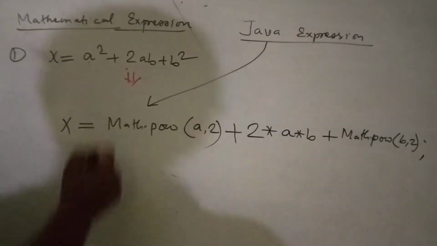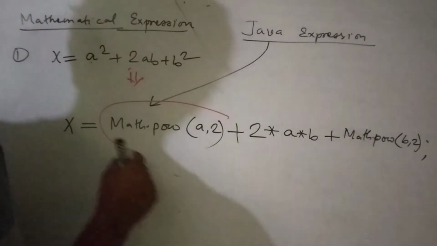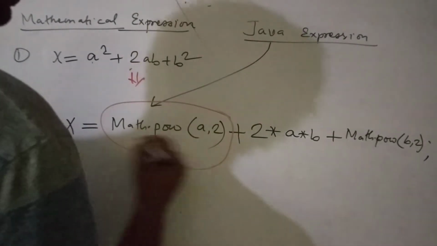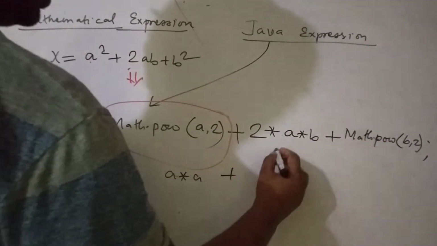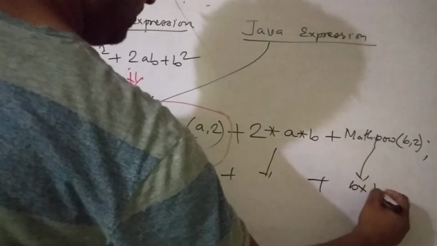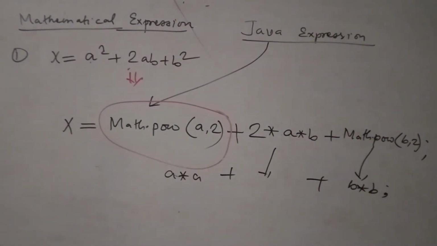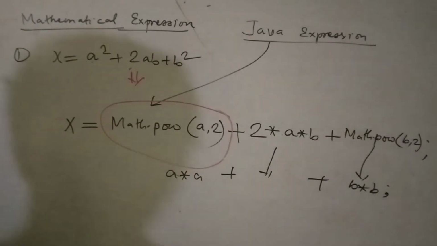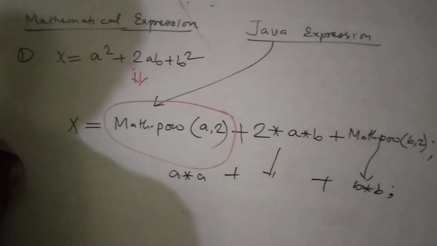Clear? So this is just the square. Instead of this you can write just a into a also. This will be the same thing. And for this, b into b. We can write this also. Clear? Okay, so let us do some more examples. Hope you have understood this.